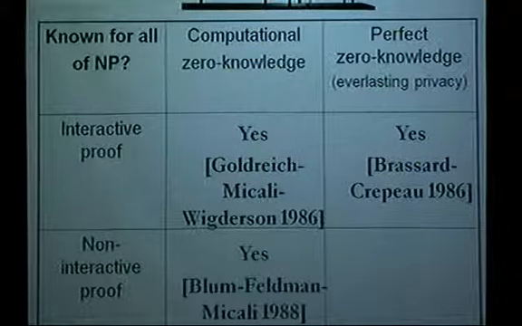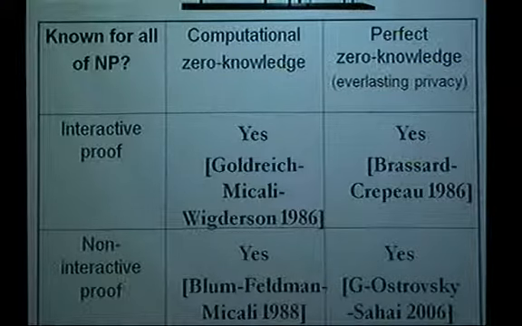And Blum, Feldman, and Micali, when they introduced non-interactive proofs, they showed that you could get computational zero knowledge. Now the last field here, that was actually an open problem for quite a while. And it turns out with pairing-based techniques, you can actually get non-interactive zero-knowledge proofs that have perfect zero knowledge.